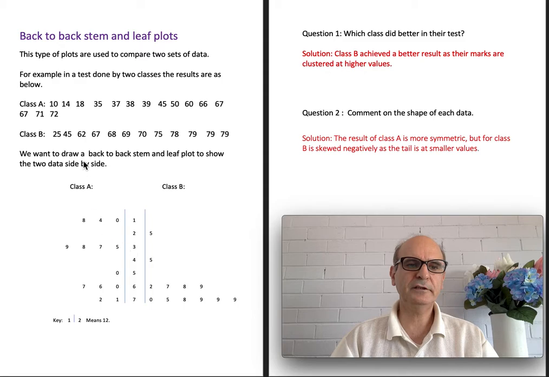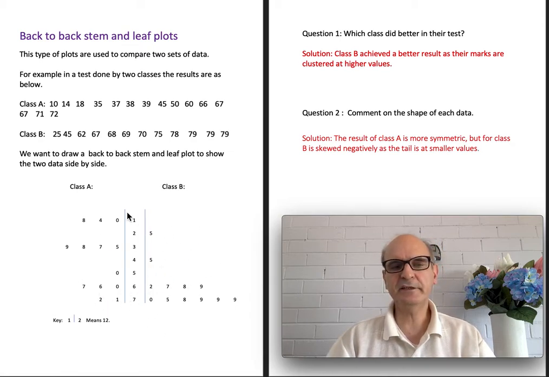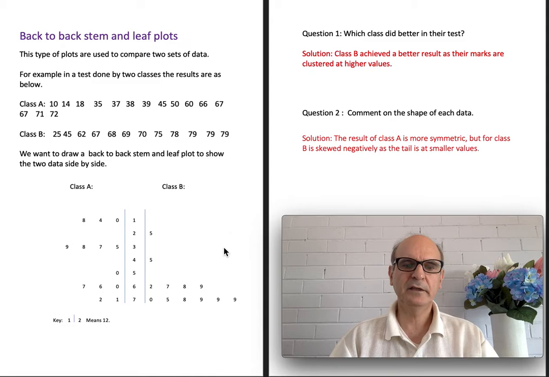Then in my 30s, I have 35, so that's 3, then 5, 35, 37, then 38, so 3 and 8, and 39, 3 and 9. And we keep doing that until we've completed all of the scores. So this side represents class A, and this side, the right side, represents class B. As you can see, now you can easily see the spread of data. For example, class B is very quiet towards smaller marks like 10s, 20s, 30s, 40s, and even 50s.